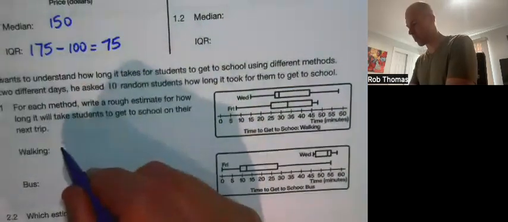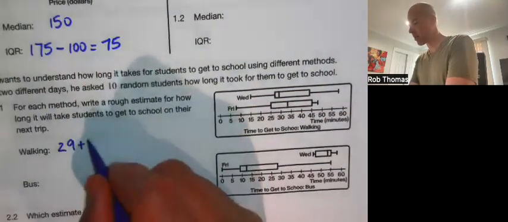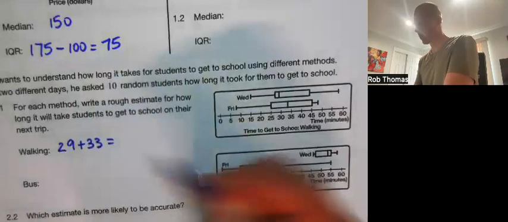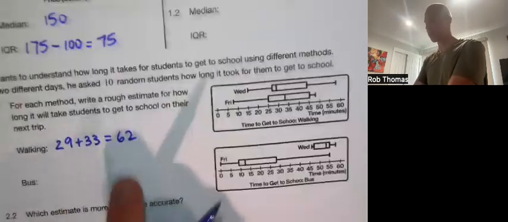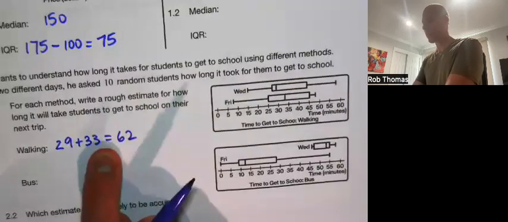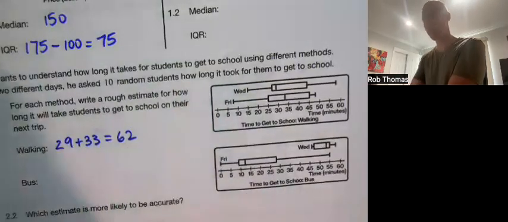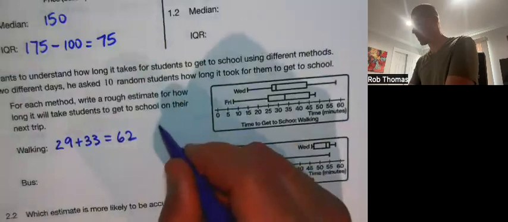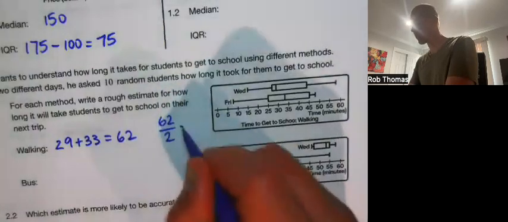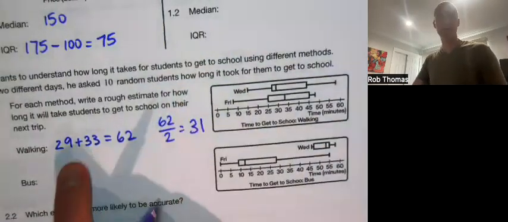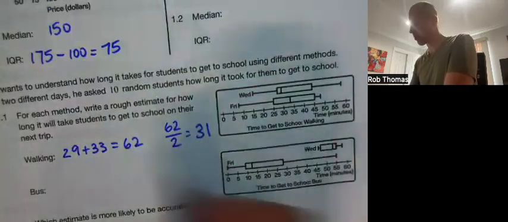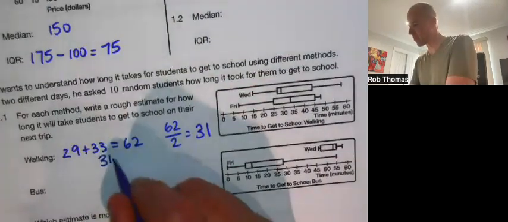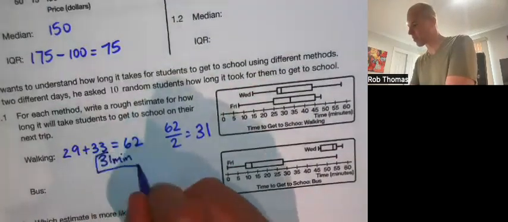So 29 plus 33, that's 62. And then since there were two numbers that we added up, we divide it by 2 to get the average. So 62 divided by 2 is 31. You also could have just figured out that 31 is right in the middle of 29 and 33, and it would have got you the same answer. So my rough estimate is 31 minutes to walk to school.